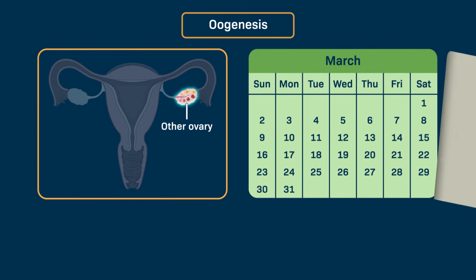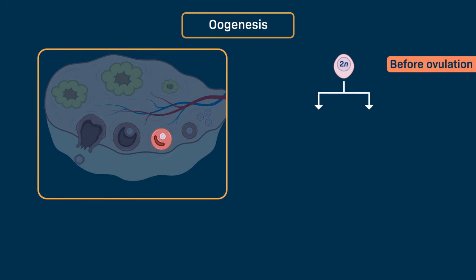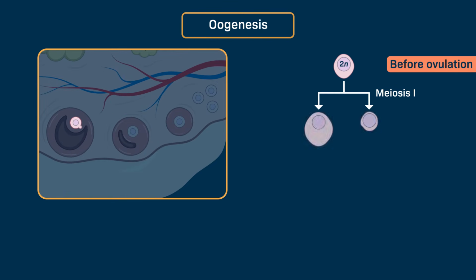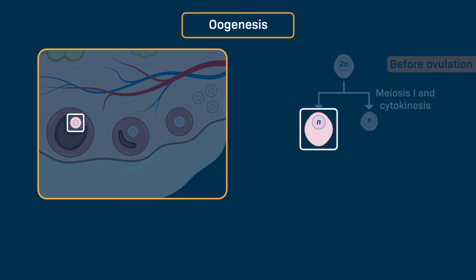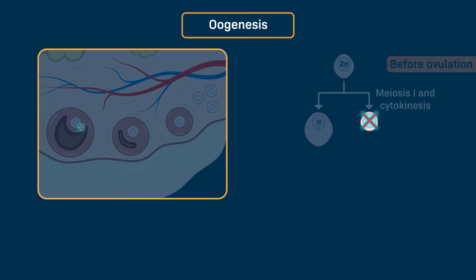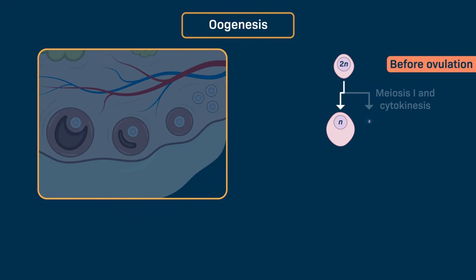ovaries each month. The primary oocyte resumes meiosis 1, after which the cytoplasm is divided unequally during cytokinesis to produce 2 haploid cells of different sizes. The larger cell, which is referred to as the secondary oocyte, receives most of the cytoplasm. The smaller cell, which is referred to as the first polar body, is usually non-functional and ultimately disintegrates.